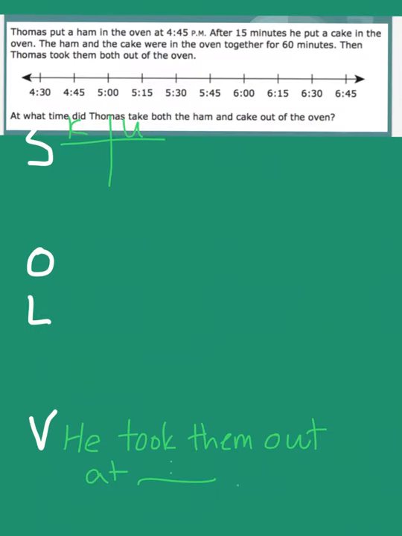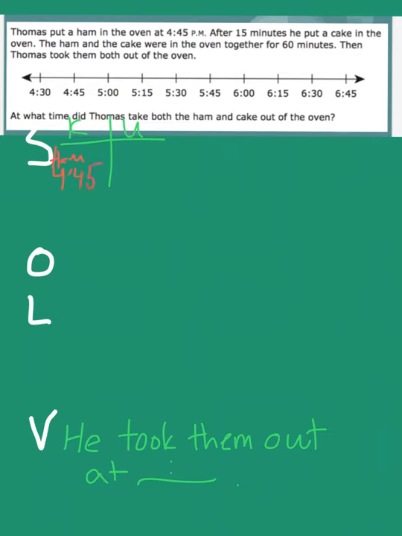Okay, let's move on. This is a tough one. Thomas put a ham in the oven at 4:45. So our ham, I'm going to change up the color a little bit. Our ham, I don't like that color. Let me go back. Hang on.